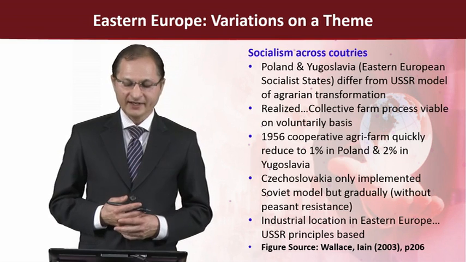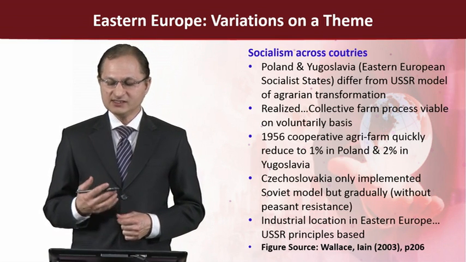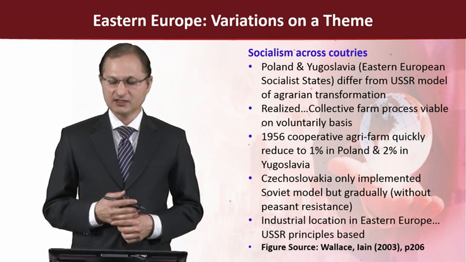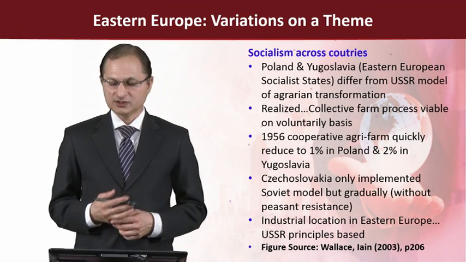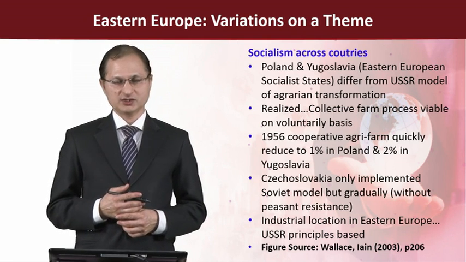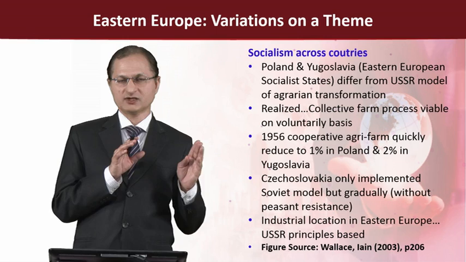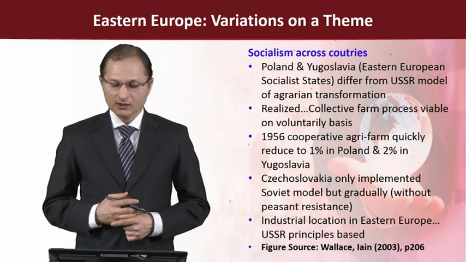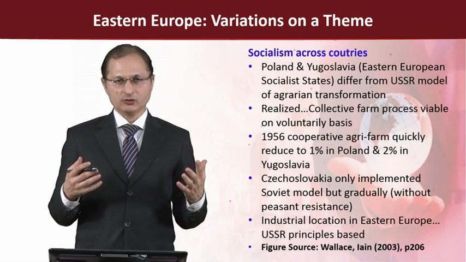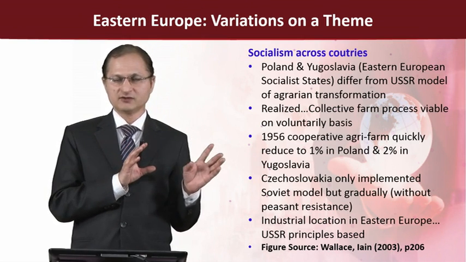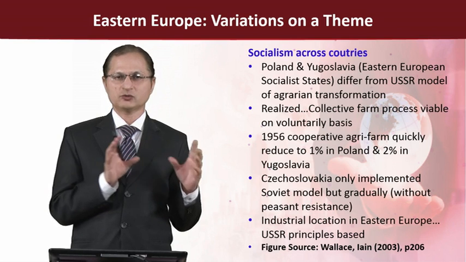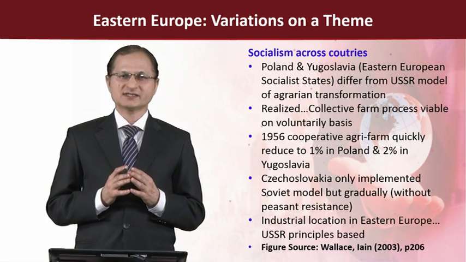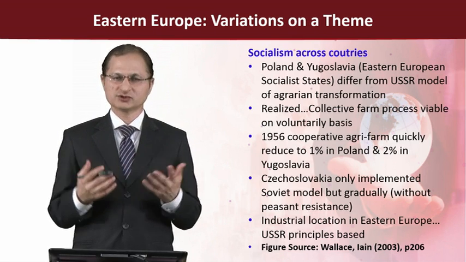For example, Poland and Yugoslavia, the Eastern European socialist states, were a bit different from the USSR, the Russian model of agrarian transformation. Their agrarian transformation was different from the model followed by the USSR. Over time, they observed that in Russia collective cooperative farming was not so successful and faced different kinds of opposition.